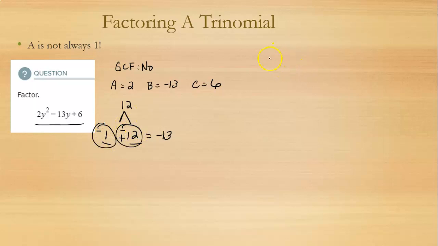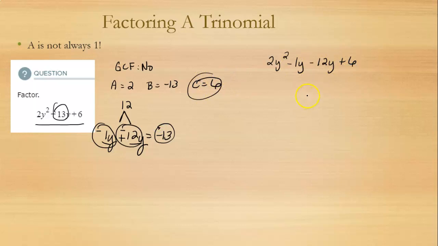Now we're ready to rewrite. We have 2y squared minus 1y. Don't forget to put your y's on there. When we lose the formatting, a lot of people tend to start losing their y's. The magic numbers always have the same variable as whatever b had. So that's minus 1y minus 12y. Do not put a negative 13 there. C is what comes next, so that's plus 6.